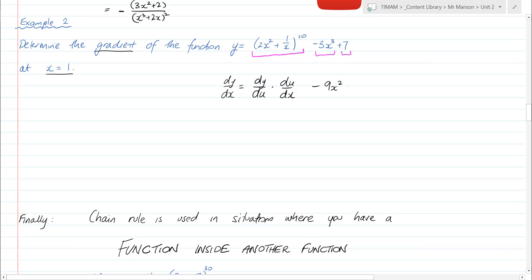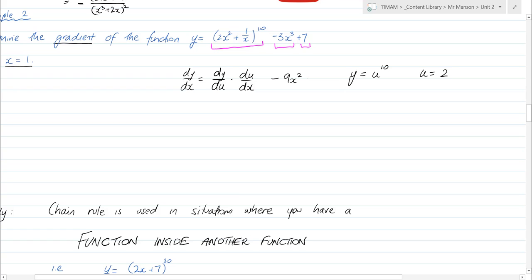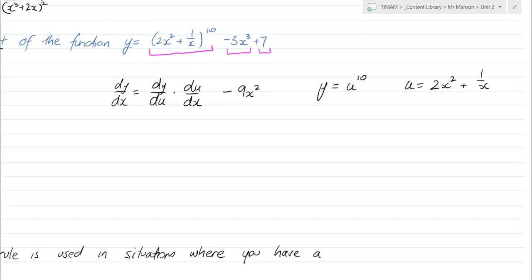And I'm going to write down over here that y is equal to u to the power of 10, and u is equal to 2x squared plus 1 over x. So I've done that substitution. Hopefully through your practice, you're now used to taking that substitution and being clever about your choices.